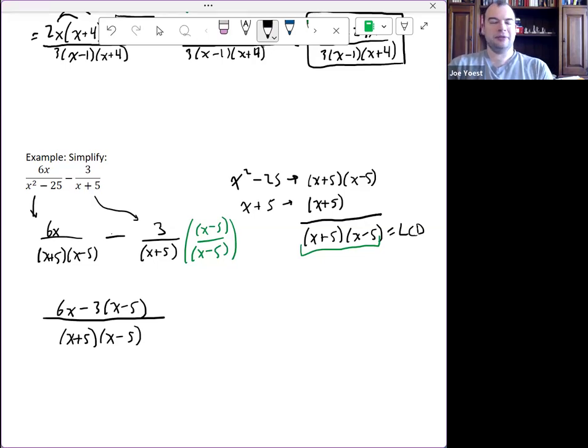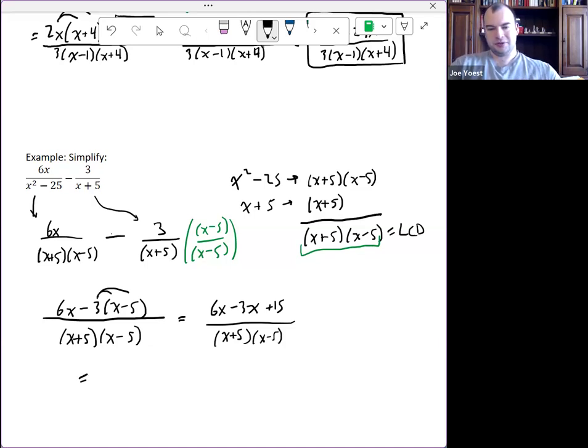Okay, so at this point, I've combined everything down into a single rational expression. And my goal now is to simplify. I don't see anything right away that would divide out, but I'll distribute, combine like terms, and see if anything can be simplified further. So I have 6x minus 3x, and then plus 15, over my denominator. That's 3x plus 15 over my denominator. I see that that's 3 times x plus 5 over my denominator.